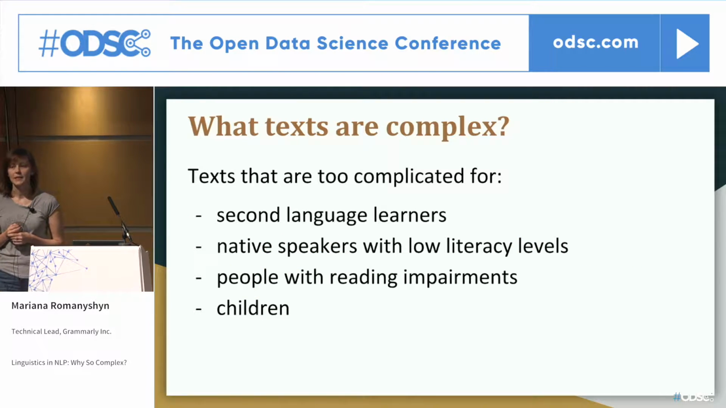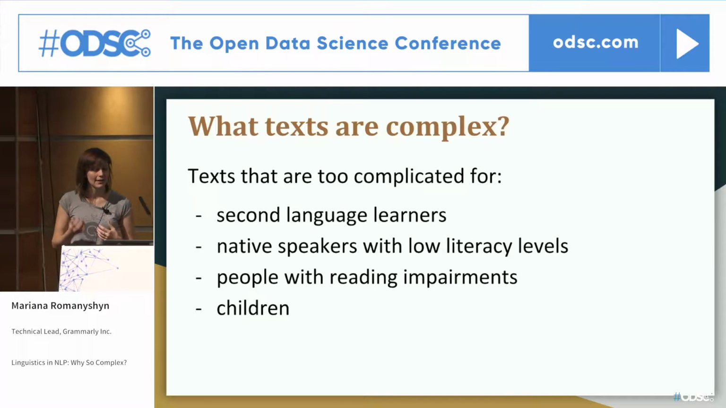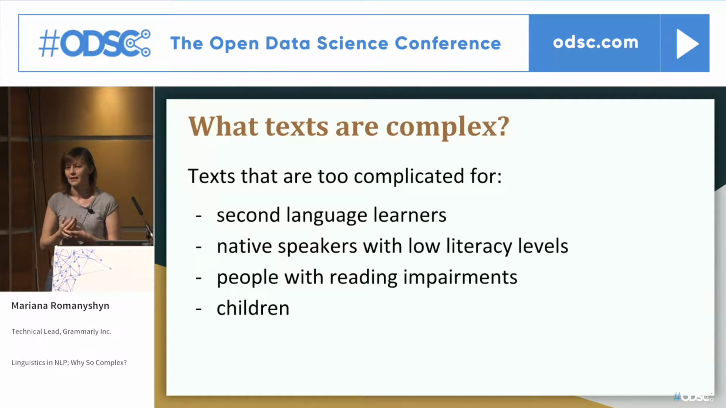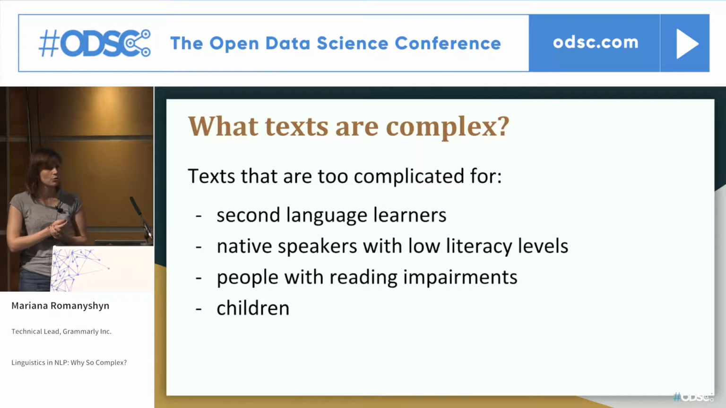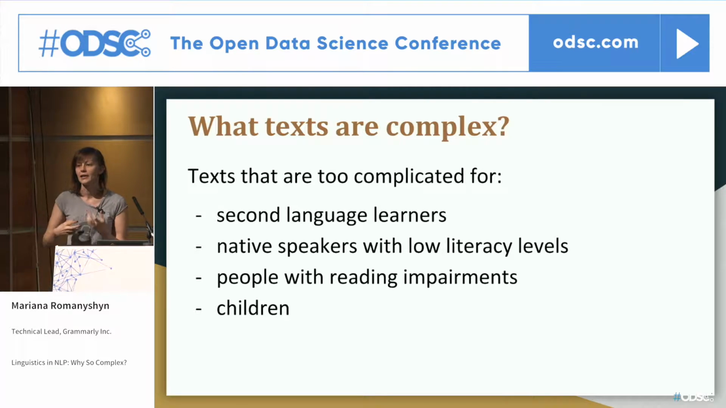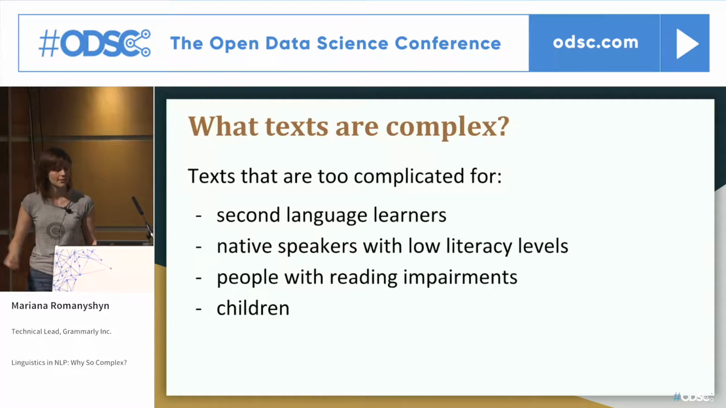Or, for example, this can be average level English texts that can be hard to understand for second language learners, or people with reading impairments, or children, right, different age groups, or native speakers with low literacy level. And text simplification tools can help writers, bloggers, journalists, and so on to appeal to a larger audience, right?